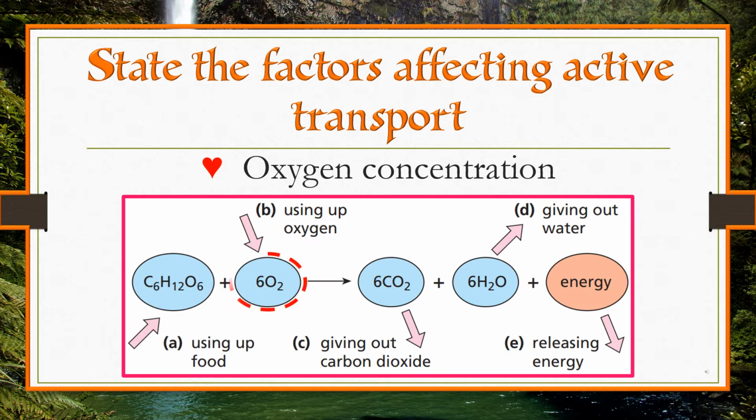If we have enough oxygen, then we shall oxidize more glucose and produce more energy. But if we have less oxygen, the amount of glucose oxidized will be little, and the amount of energy we produce will also be little. That means we shall be affecting active transport because it requires the use of energy.